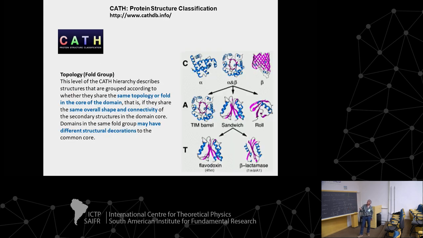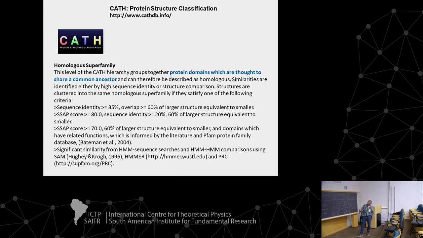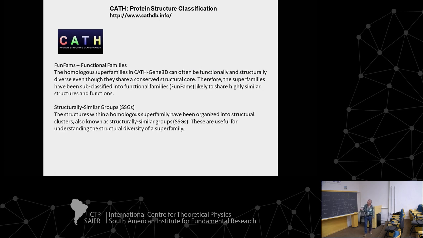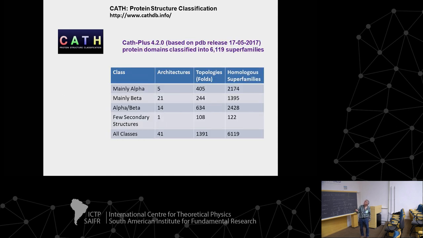And then we have the homologous superfamily, which groups together protein domains that have sequences that are similar to each other. That indicates that they have a common ancestor, and therefore they're considered homologous. There are several features that you have to keep in mind when you're defining a homologous superfamily. And then you have these other subcategories that I don't have time to get into.